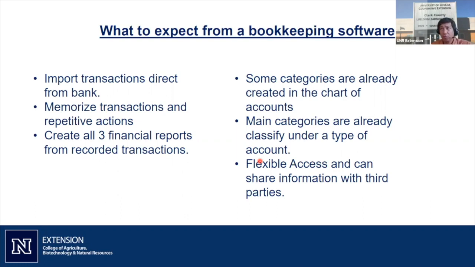Okay. That's one example. Main categories are already classified under a type of account. So the software will come up with advertisement, and yes, it will already be classified under expenses. Most of the software comes with owner's draw and owner's contribution already attached to the owner's equity type of account. But double check, because if the category is assigned to a wrong type of account, it will mess up everything on your balance sheet and your profit and loss.